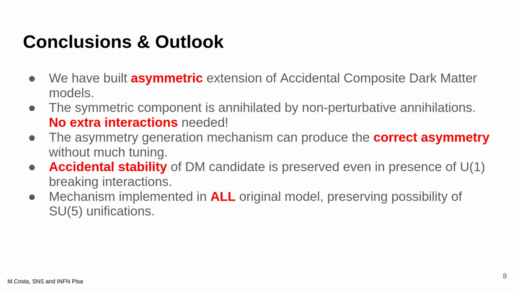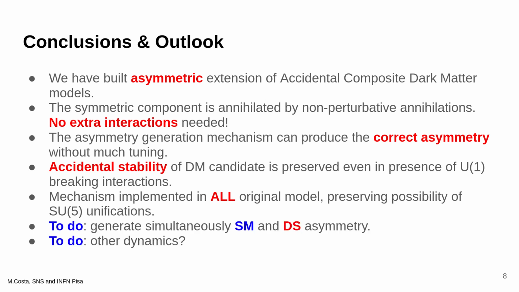To conclude, we have built an asymmetric extension of ACDM models. The symmetric component is annihilated without adding any extra interactions. The mechanism generates the correct asymmetry, and the dark matter candidate is stable while U1 dark baryon number is broken. And the mechanism has been implemented in all the original models. What's next? We would like to link the standard model asymmetry to the dark sector asymmetry and possibly study other dynamics. Thanks for the attention.